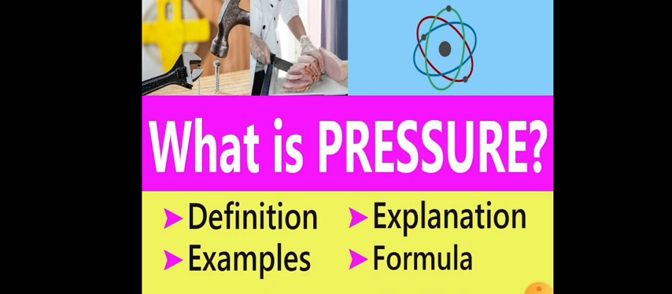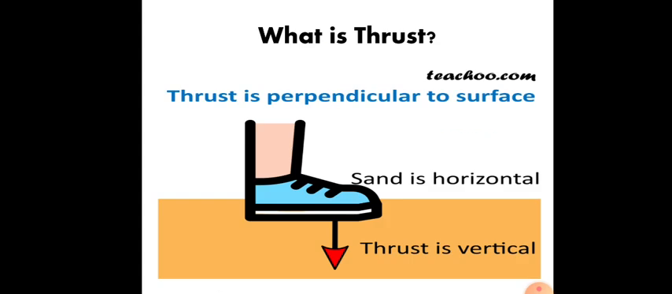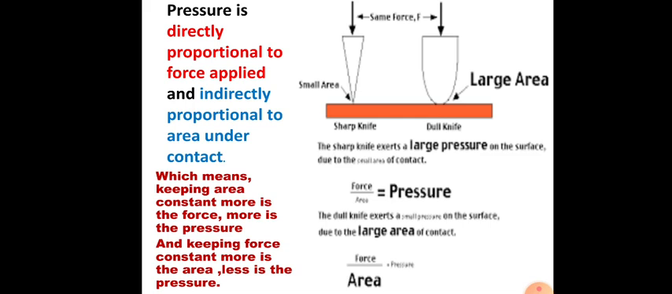What is pressure? Pressure is defined as the force per unit area, or thrust per unit area. Pressure is equal to force per unit area, where pressure is measured in pascals, force in newtons and area in meters squared, which are the SI units. What is thrust? Thrust is the force perpendicular to the surface. Here you see the feet is perpendicular to the ground.